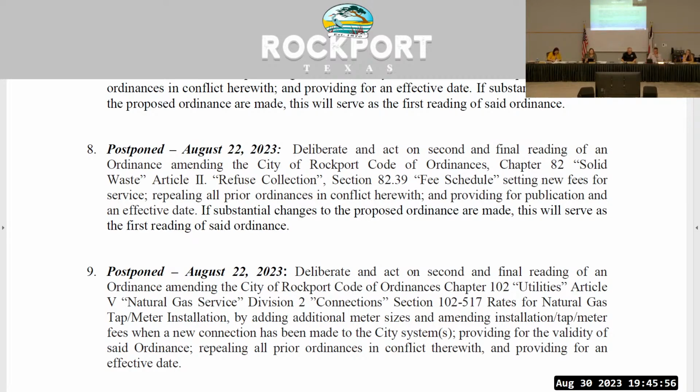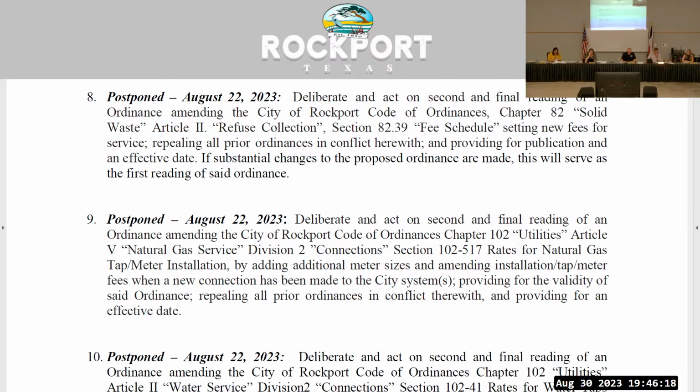I move to approve item 8 as presented. I have a motion. Do I have a second? Second. I have a motion and a second. Any further question or debate? Call for a vote. Ward 1? Aye. Ward 2? Aye. Ward 3? Aye. Ward 4? Aye. Mayor, aye. Passes unanimously. Item number 9, postponed from August 22nd, 2023.